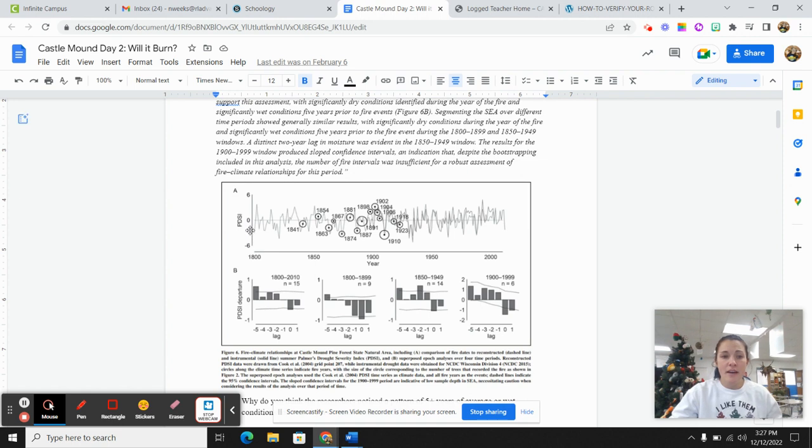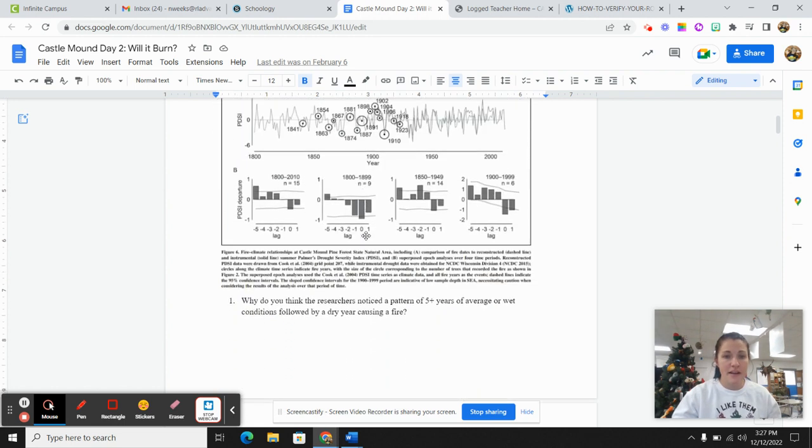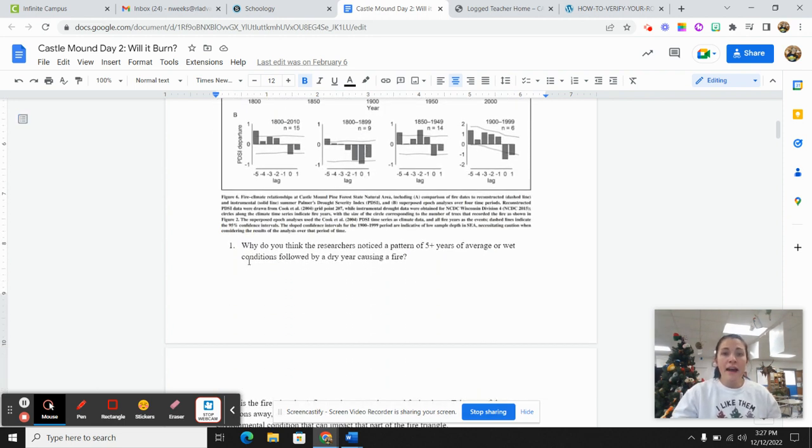So the PDSI is the Palmer Drought Severity Index. This just shows different severity of droughts. So we can see here that a lot of these larger fire events, these bigger circles, occur in areas where we have more severe drought events. Okay, so we are going to look at that.